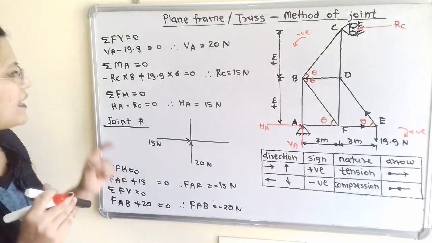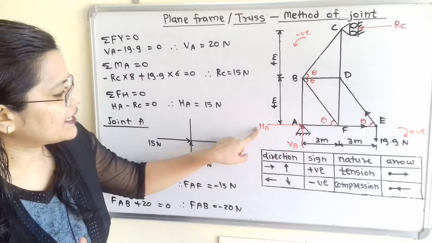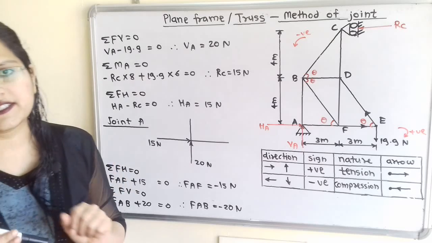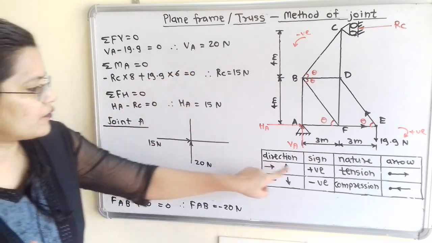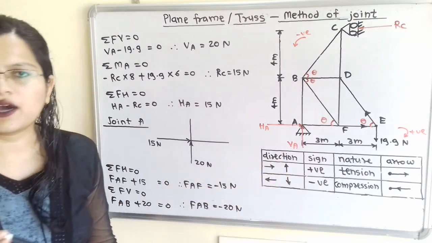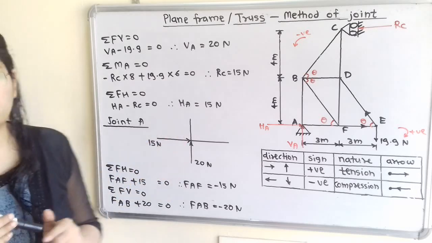Now we can take the next joint. If we observe this joint A, then HA and VA are known. So we have to show as it is. This HA is positive, VA is positive. So for positive sign we have to use direction towards right hand side and upward direction. So we will show here 15 Newton and 20 Newton.